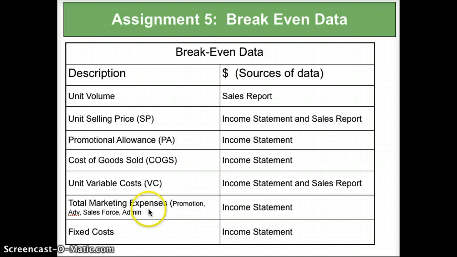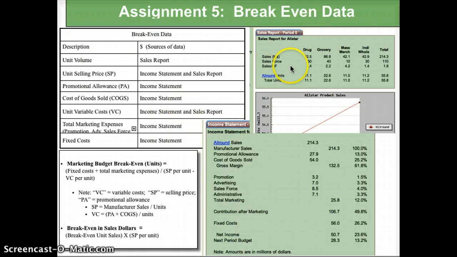Unit variable cost, you will find that information or can calculate that from data on the income statement and sales report. Total marketing expenses, your promotion, advertising, sales force, and administrative expenses, you'll find from the income statement. And finally, fixed cost, you will find that data on the income statement. Now let's take a look at some of the calculations, and I've also included screenshots of some of those reports. So exercise 5, the break-even data: this is just the information I reviewed with you a minute ago, the description of the measures that you'll use to calculate break-even and where you'll find that information.